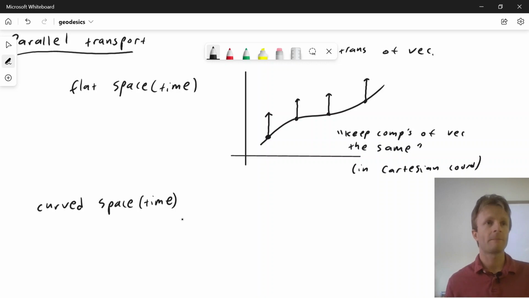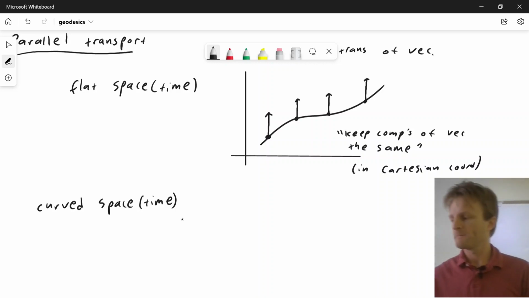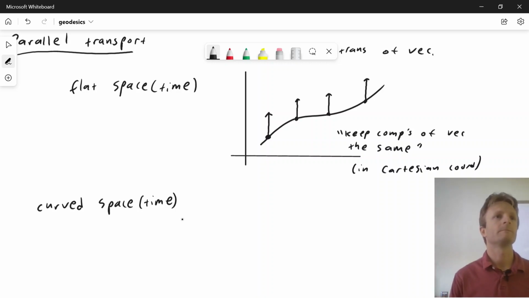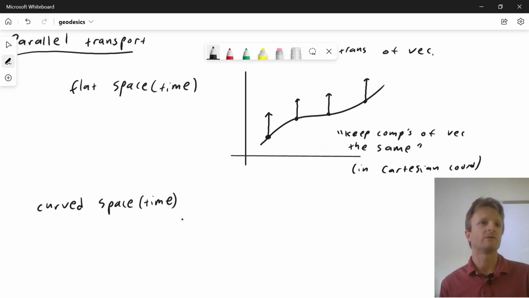Kush, did you have a question? So do we have to keep the direction also same, like the components and the direction of the vector? Well, the components are the direction, just the xy components that has the magnitude and direction in it.